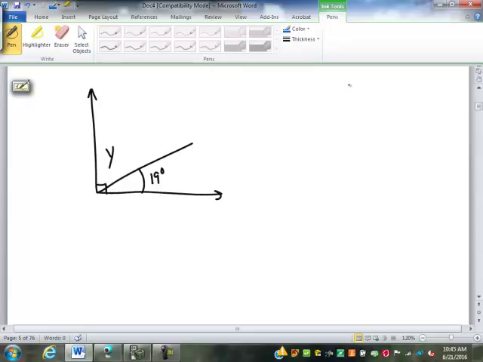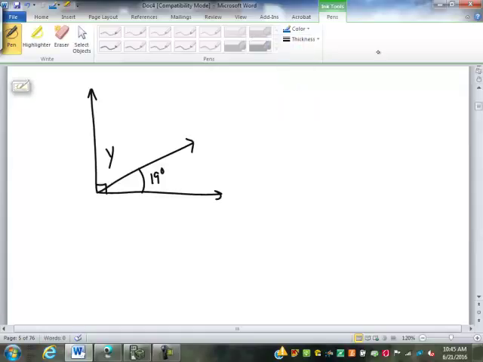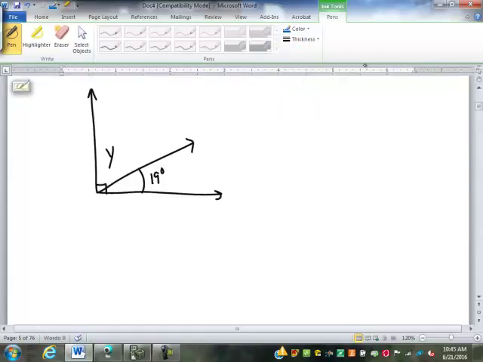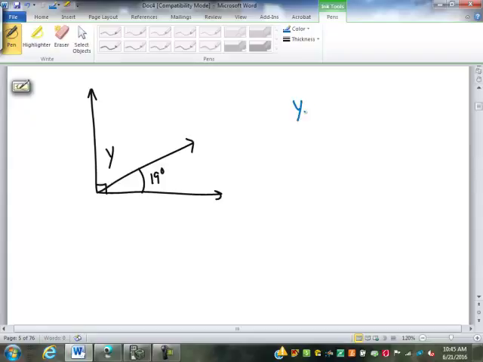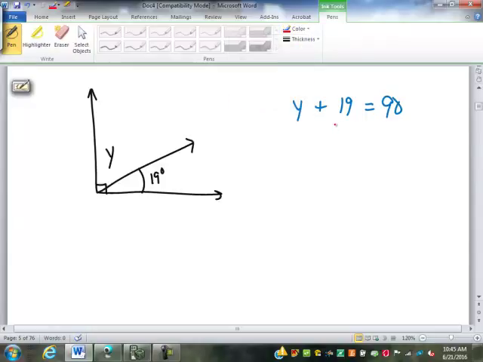So looking at these two angles, how would I express the relationship between them? Well, they are complementary, which means they add to 90 degrees. So y plus 19 has to add up to 90. And again, quickly solving, what would we do? Subtract. Perfect. Subtract 19 gives us that y is 71.